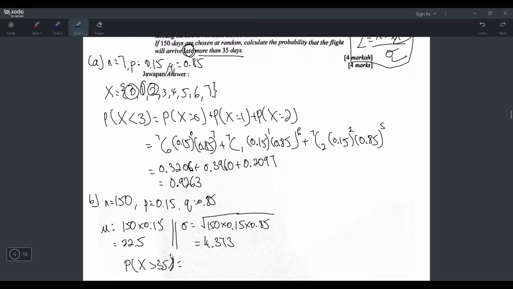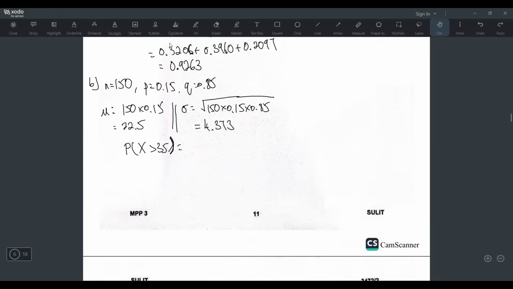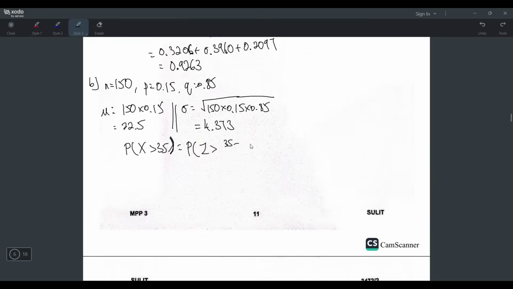But I told you we will use the normal distribution method to do it, and we need the Z-score table for that. So what we do is convert to Z. How to convert: 35 minus mean 22.5, divided by the standard deviation 4.373. So now you understand why I find the mean and standard deviation, right? It's because of this. I want to convert to Z. So let's press this. What is my Z? The Z value is (35 minus 22.5) divided by 4.373.